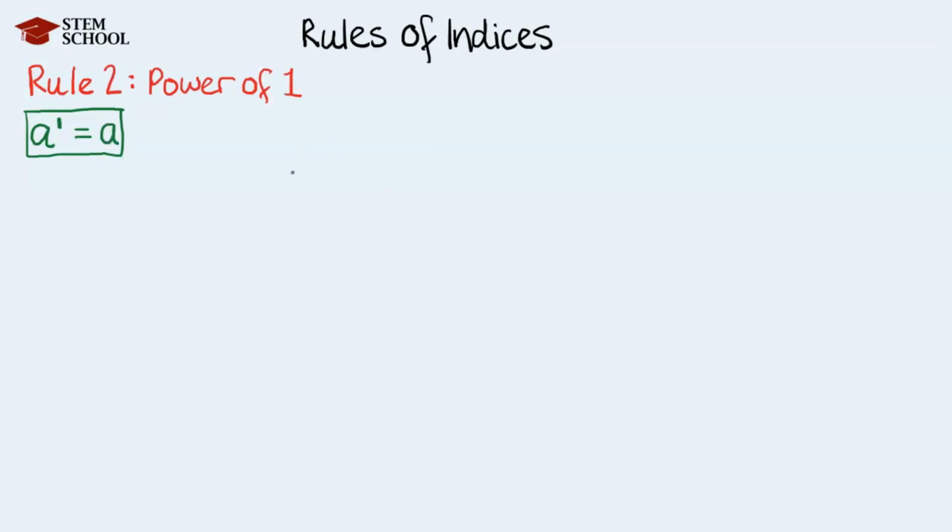Let's do rule 2 now, and this rule states that anything to the power of 1 is just equal to itself. You'll notice anytime we deal with numbers, it's normal practice not to write the 1 power, as it is just implied.